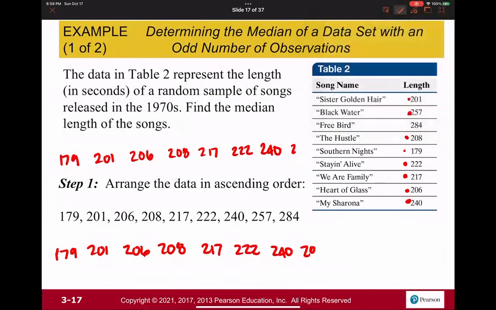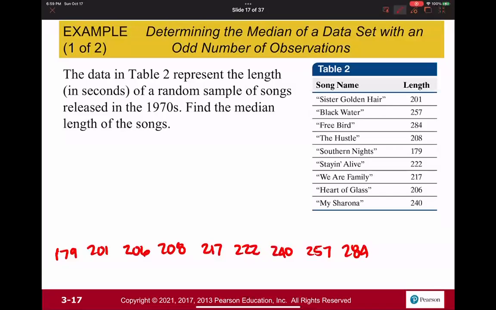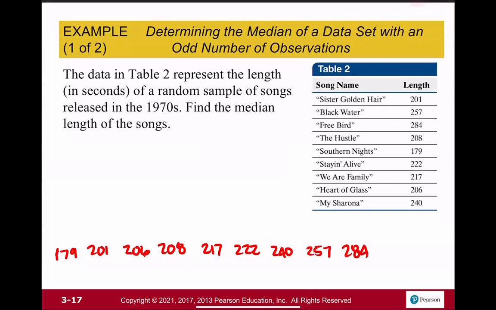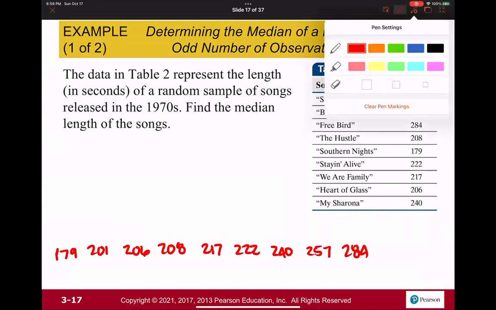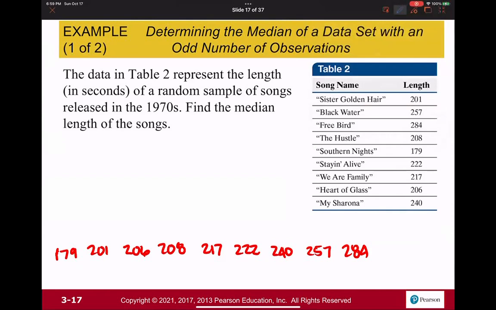Let's erase. All right, so now that we have that taken care of, I just rewrote it. I was having some technical difficulties. Now that we have that, we can identify what these numbers are. This one here is the first number that we wrote down, the second, third, fourth, fifth, sixth, seventh, eighth, and ninth.